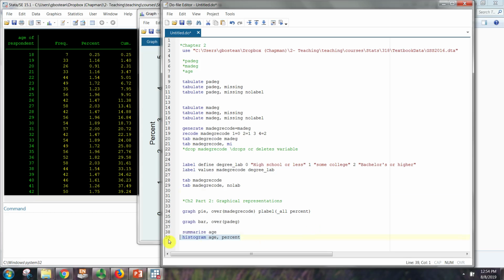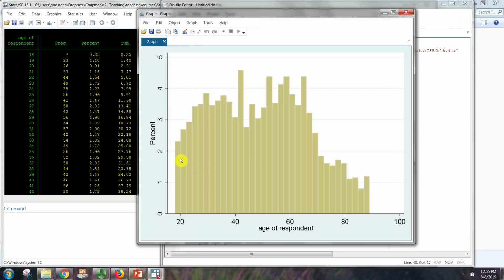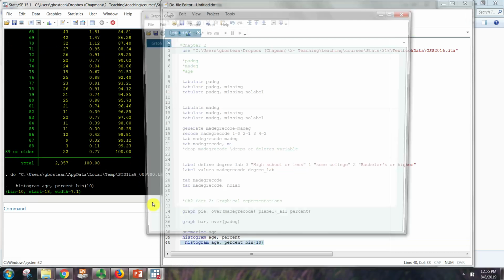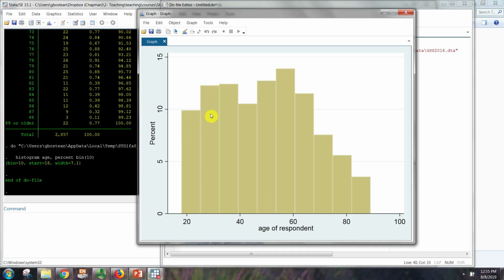So let's rerun the histogram, and this time we're going to tell it that we want the bins to be larger intervals. Instead of 34 bins, if we counted these lines, there's 34 of them, we're going to ask Stata to give us a graph with only 10 bins, 1, 2, 3, 4, 5, 6, 7, 8, 9, 10. These represent approximately 7-year intervals, so age 18 to 25, and so on. And now you can see that that's smoothed out.